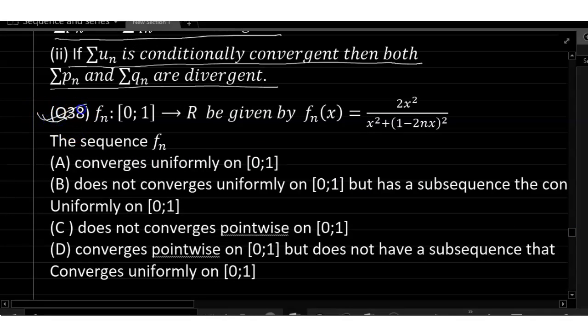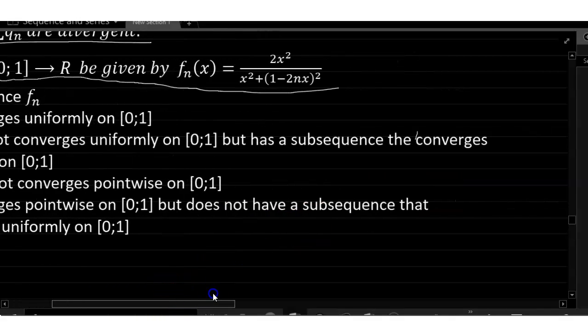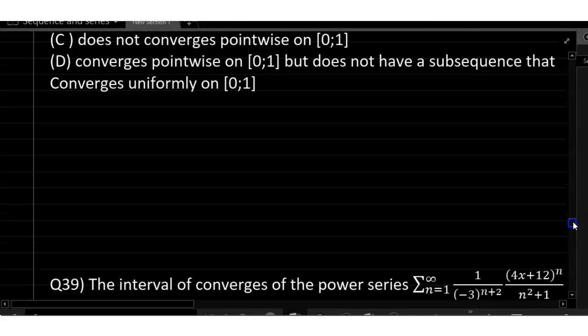Now we will solve question 38. So friends, let's start to solve this problem. Let f_n from 0,1 to R be given by f_n(x) equals 2x square divided by (x square plus (1 minus 2nx) whole square). The options: the sequence converges uniformly on 0,1; does not converge uniformly on 0,1 but has a subsequence that converges uniformly on 0,1; does not converge pointwise on 0,1; converges pointwise but does not have a subsequence that converges uniformly on 0,1.